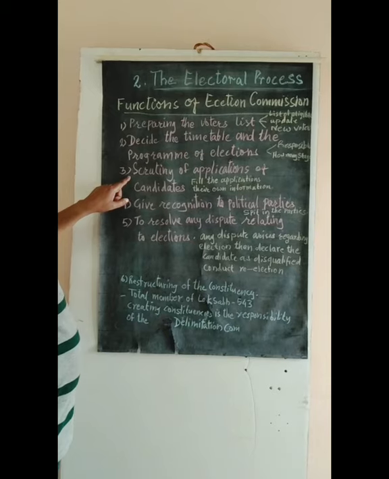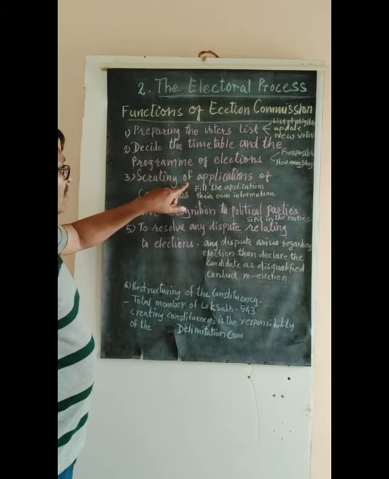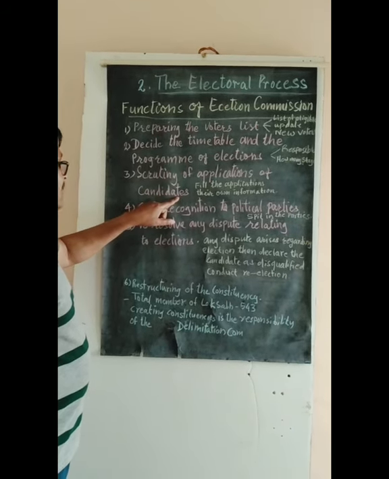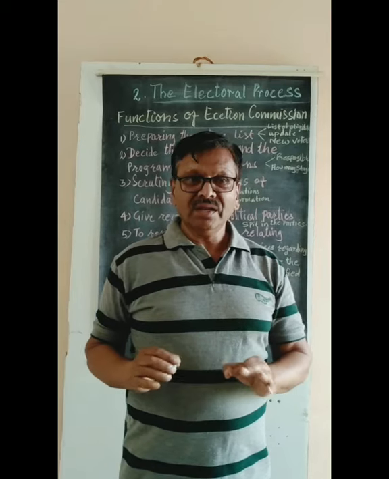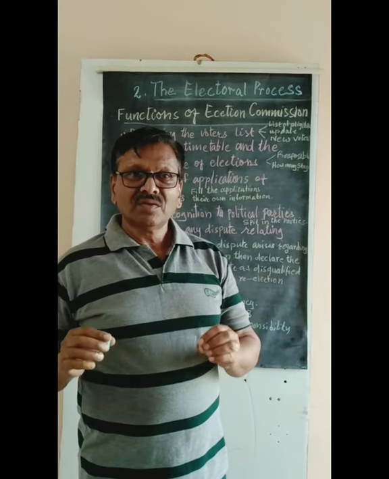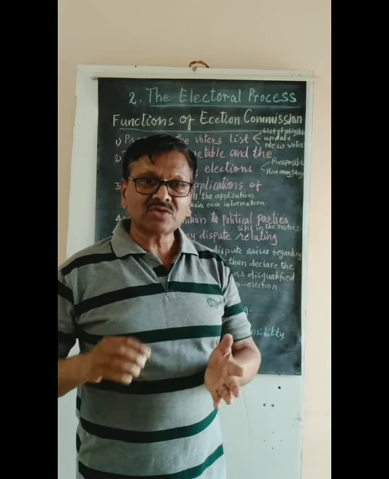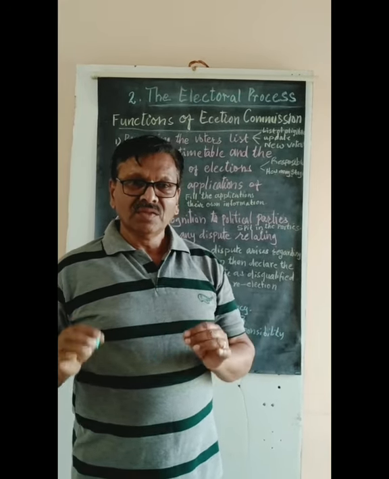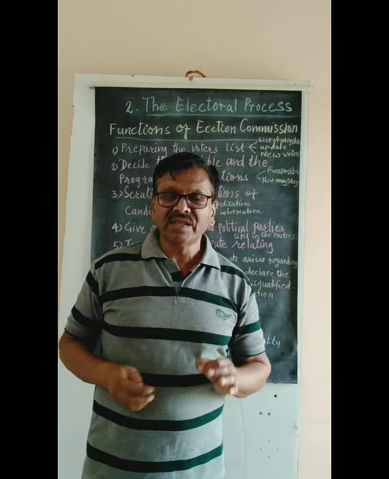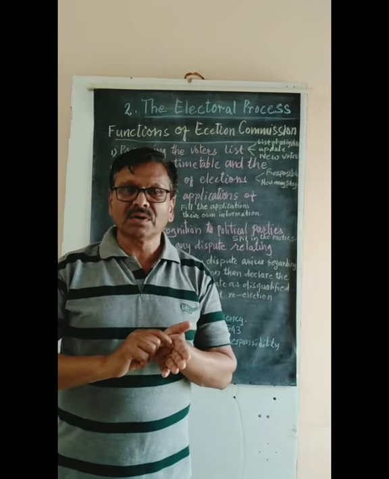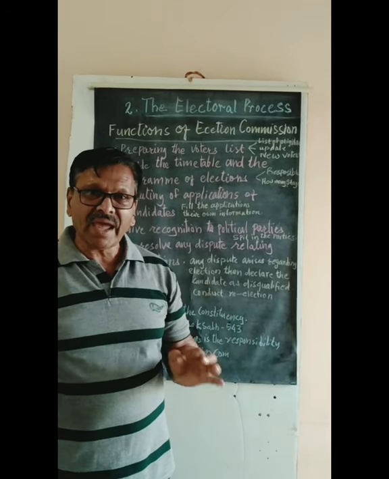Then the third main important function of the election commission is scrutinizing the applications of the candidates. Once the election is announced, every party selects its candidates, and then these candidates have to fill the official forms. Some details they have to give. For example, they have to write their proper name, their caste. Then they also have to give their property, how much property they have.